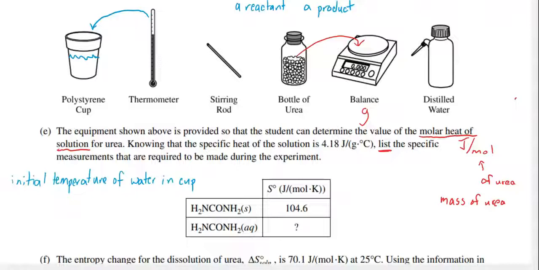And we would expect in this case heat to be absorbed by the urea, because we proved above that it was an endothermic process. So we want to measure the final temperature of water in cup. And I'm going to specify what I mean by the final: after the urea is added.